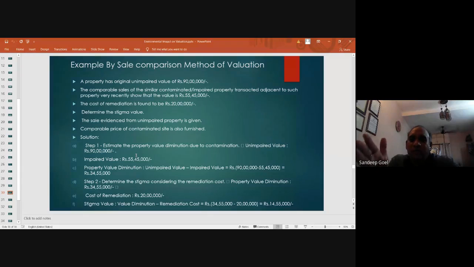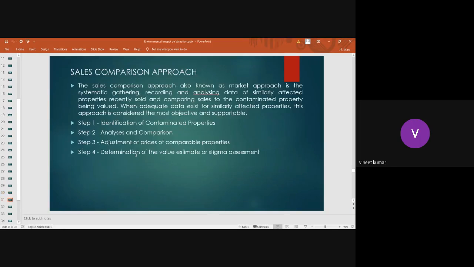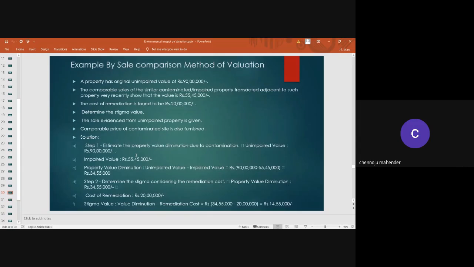This is the fear value. A fear has been created in the mind of the people. Even if you will not buy that property, we will buy it, boss, at this rate only. No, this is polluted property. And you know, the value of remediation means you have restored this property, remediated it by spending 20 lakh rupees. Now clear? Is the example clear now? Yes, sir.